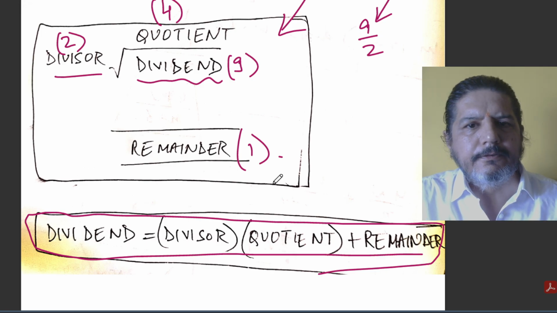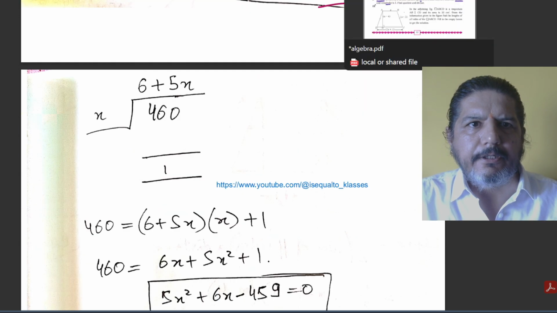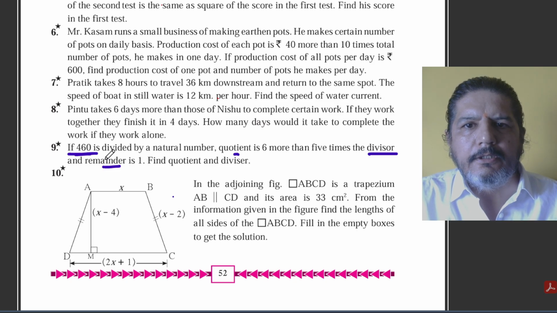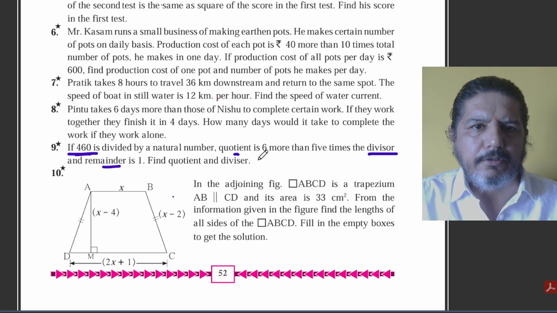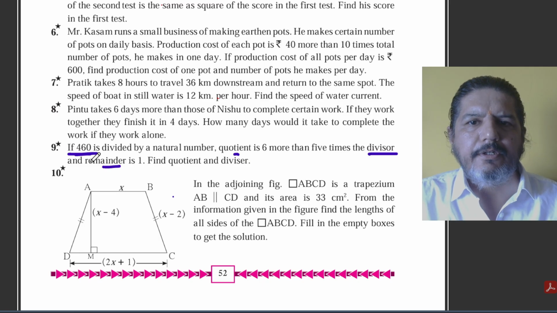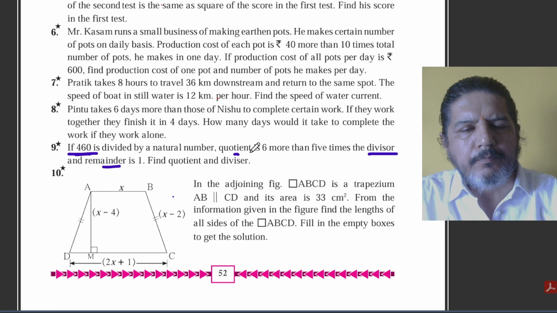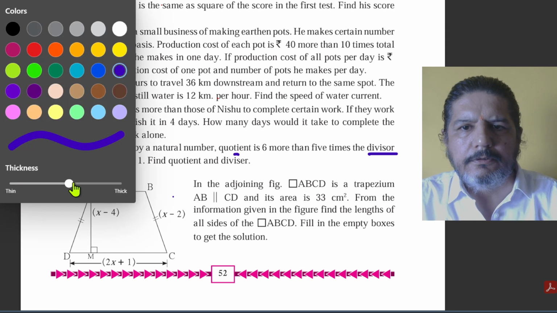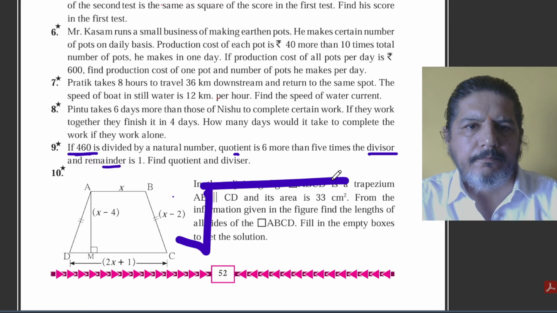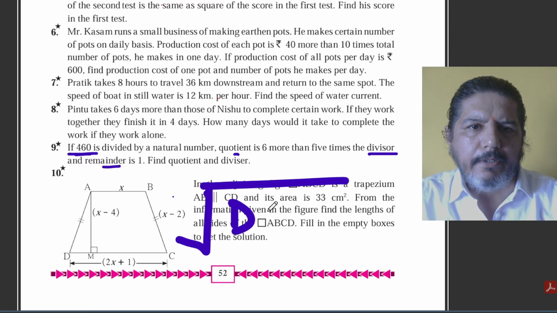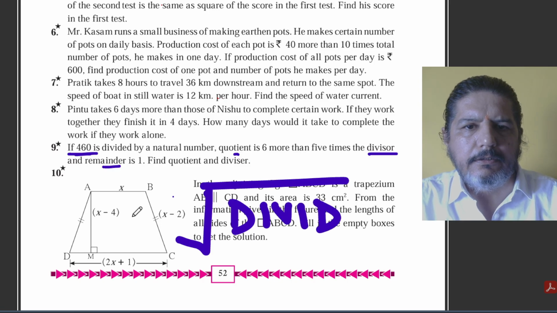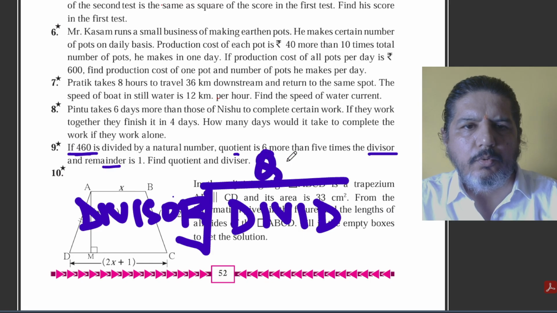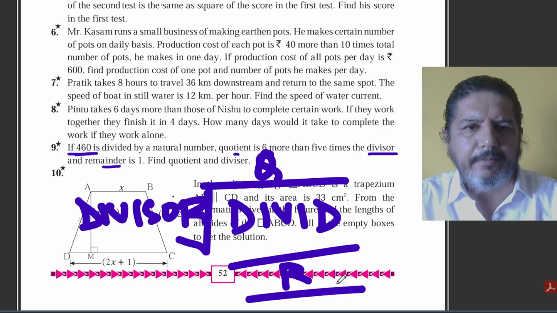Once we have understood this, now let's look at the question again. So the question is that 460 is divided by a natural number. Quotient is 6 more than 5 times the divisor, and the remainder is 1. Find quotient and divisor. Okay, let's look at this again. I think now you would have got this. Let me write it here again. So this is my dividend. This is my divisor. This is my quotient. And finally, I'll have my remainder.